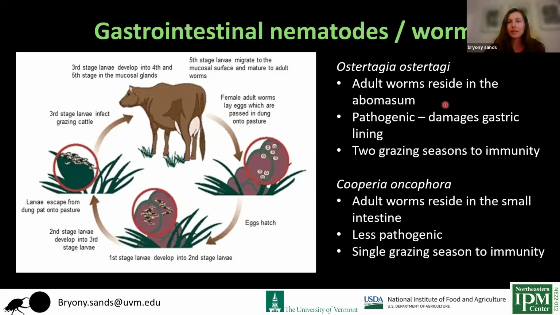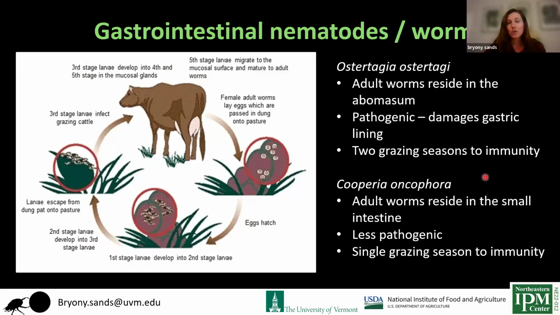So the main worms that we find for cattle are Ostertagia. This is a worm that lives in the abomasum, the fourth stomach of the cow. It is quite pathogenic, so it can damage the gastric lining and lead to some quite nasty symptoms. Cows can get immune to this. They do build up natural immunity, but it takes a little bit longer. We normally say it takes 2 grazing seasons to build up immunity to Ostertagia.